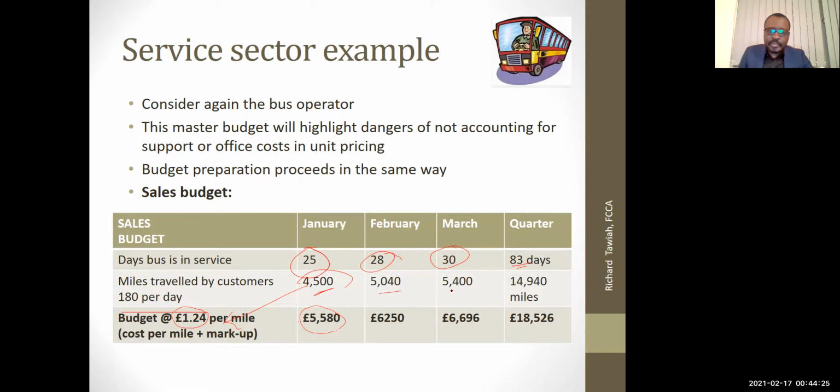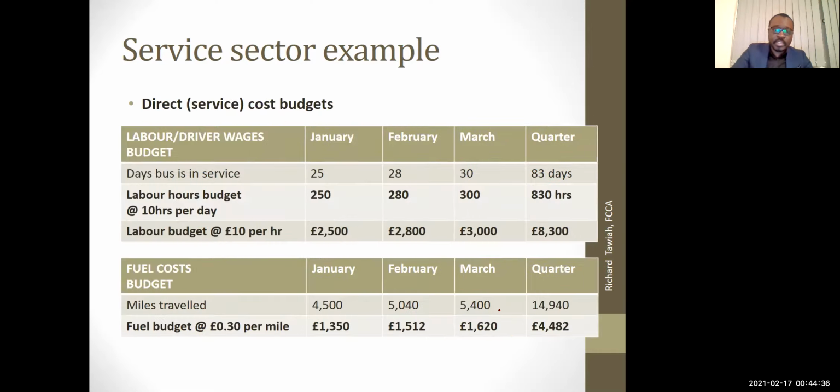Do the same for February and do the same for March, and we get these amounts. So the total sales we are expected to make in the quarter is 18,526. All right, so we deal with the service cost.